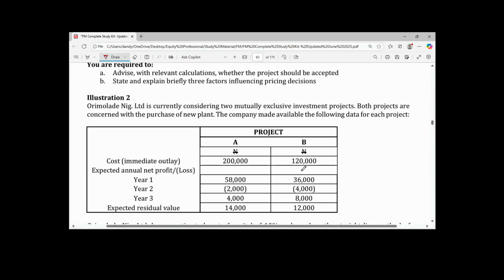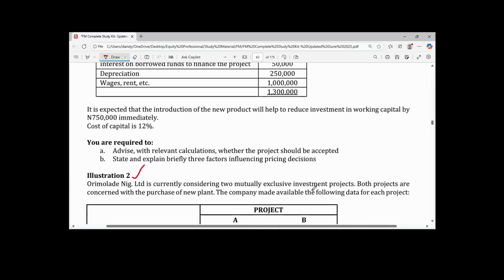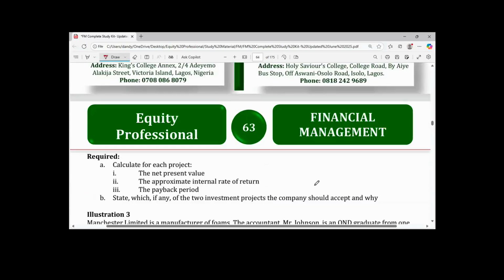Let's have a general question on how to calculate NPV, internal rate of return, payback period. I will include accounting rate of return, so that's just to refresh your memory as far as what we have done so far is concerned.